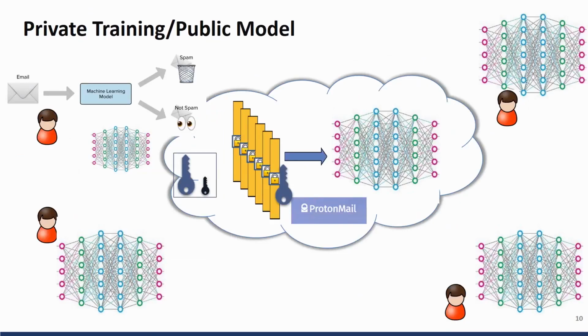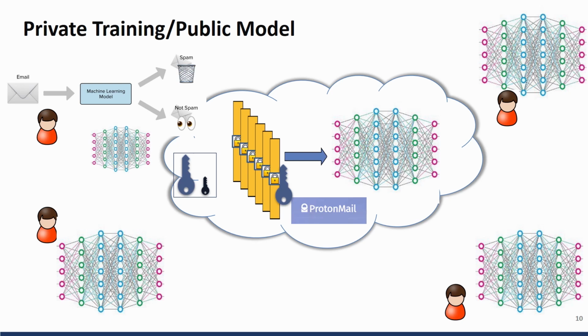And so in this case, we notice that all the users encrypt their information under the public key of the service provider, and they have to trust that the service provider won't simply decrypt this information in order to just read the content of all the emails.